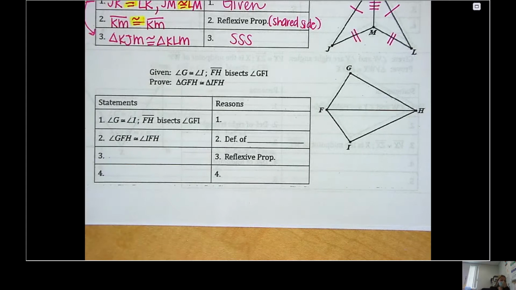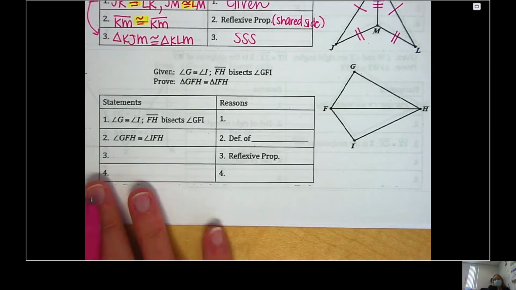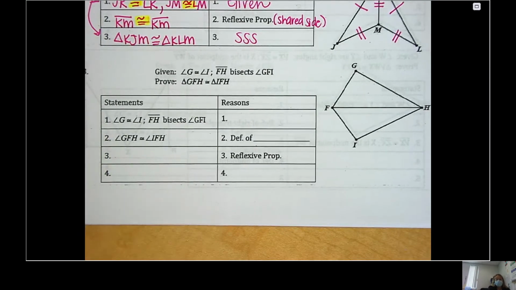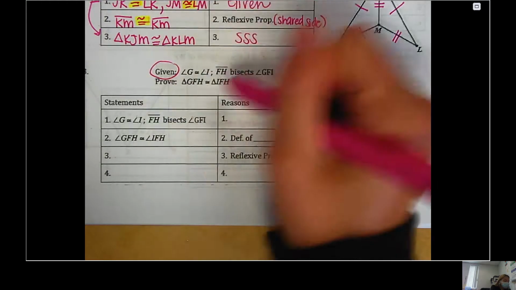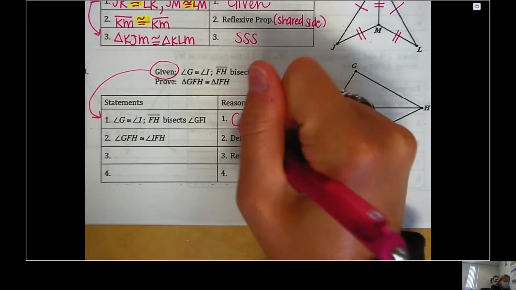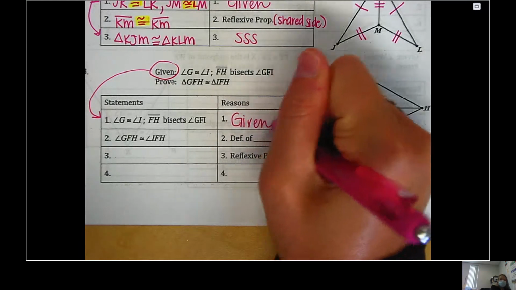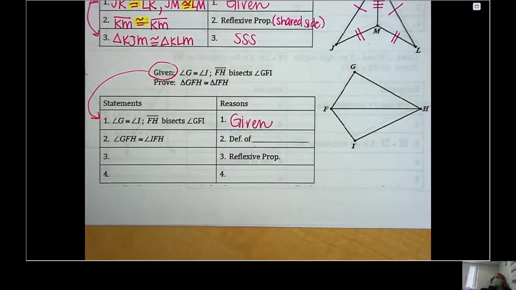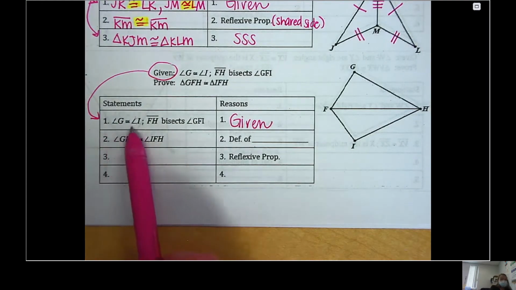What is my first reason? How do you know that information? Where else does it say that? It's given. So literally, do you notice how this was just copied right here? This is given. All right, so we're going to mark that in my picture. Now, this time it's angle G is congruent to angle I.